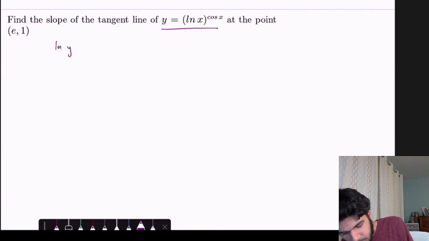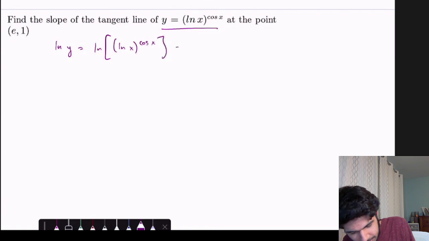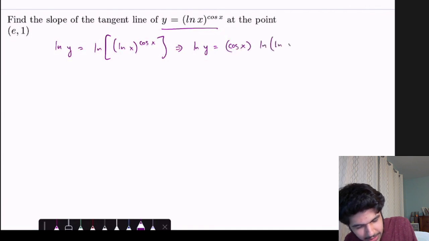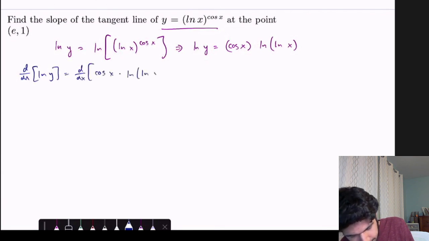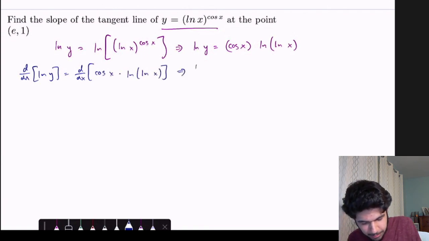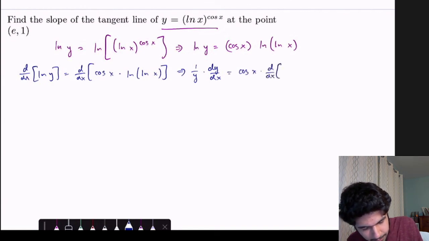That's the game plan. So with this, it's being raised to the cosine x, so we should take the natural log. So we have ln of y equals ln of x to the cosine of x. So that means ln of y equals cosine of x times ln of x. Now we'll use some implicit differentiation. So d/dx of ln of y equals d/dx of cosine of x times ln of x. The left-hand side, we've seen it before, 1 over y times dy/dx. The right-hand side will require the product rule. So cosine x times d/dx of ln of x plus ln of x times d/dx of cosine of x.